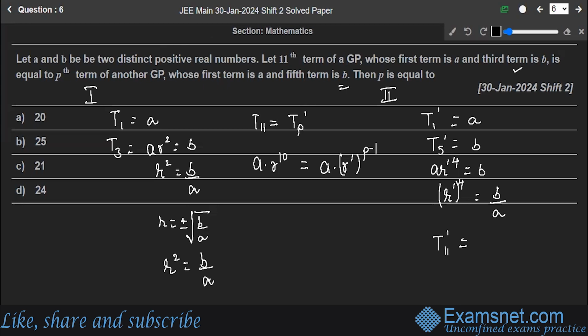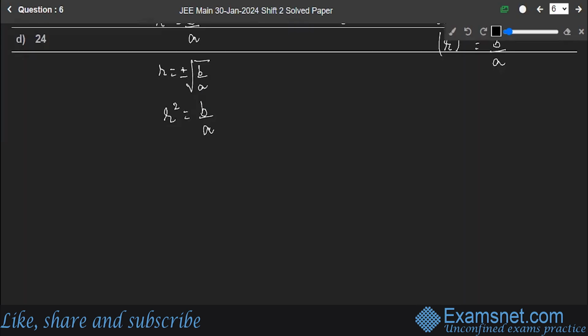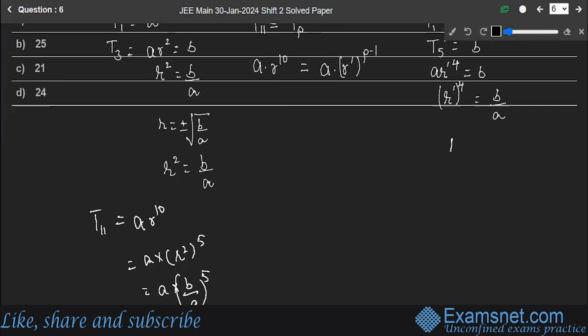11th term for the first series. So T11 is given by A into R power 10. So this is A into R square power 5, or A into (B upon A) power 5. And here R dash is equal to the fourth power of this.